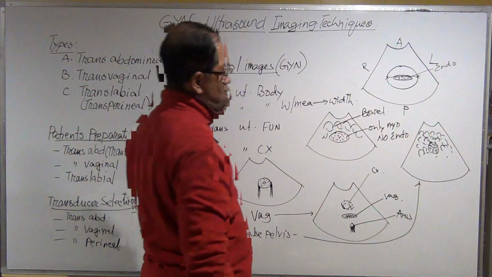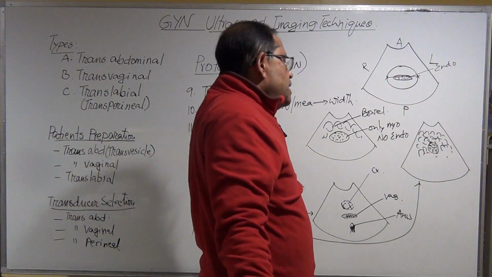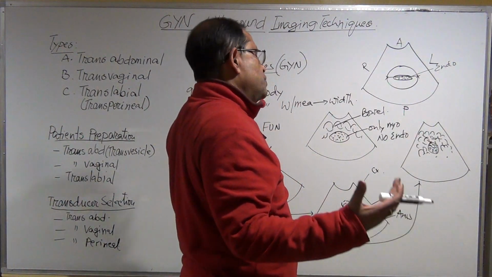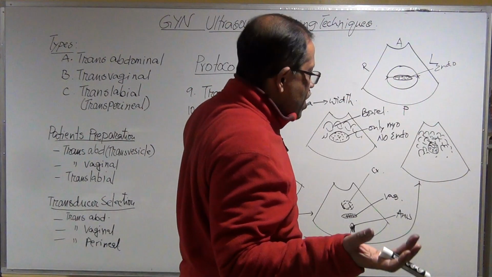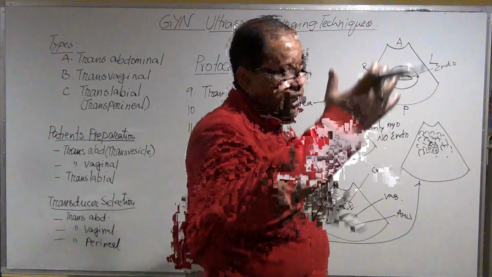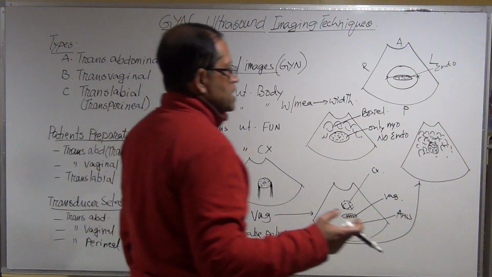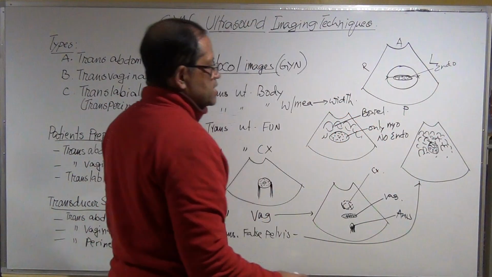Then you have to look for what this is. It could be a lymph node, it could be a lymphoma, it could be a fibroid. If it is a fibroid, then it is connected with the uterus. Click the color, then you will see there is a feeding artery supplying the mass.